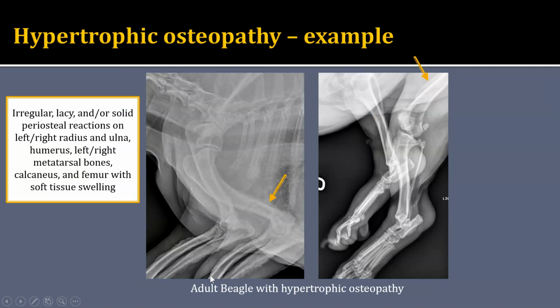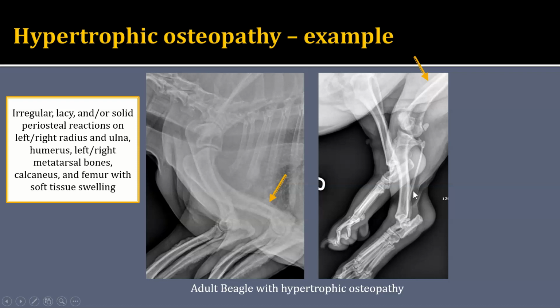And then our final example, this is an adult beagle who actually presented for lameness. They were painful and swollen, both front and rear limbs. And so there were some radiographs taken of the limbs. We can see in the thoracic limbs, all of this periosteal reaction on both the limbs, radius, ulna, up into the humeri as well. And then on the pelvic limbs, here's some of that periosteal reaction on our second and fifth metatarsal bones, on the calcaneus.